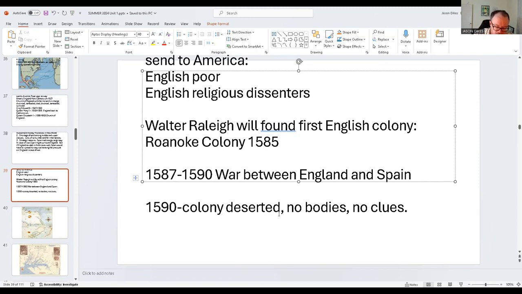In the next video, we will look at the Chesapeake, which is the Virginia region, which is a little bit north of where Roanoke is at. And I will see you in that next video.